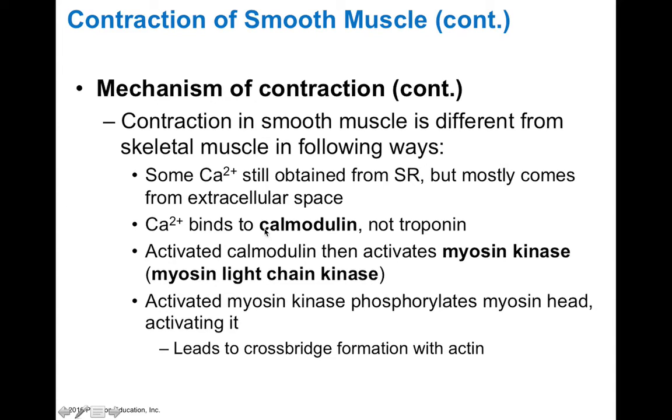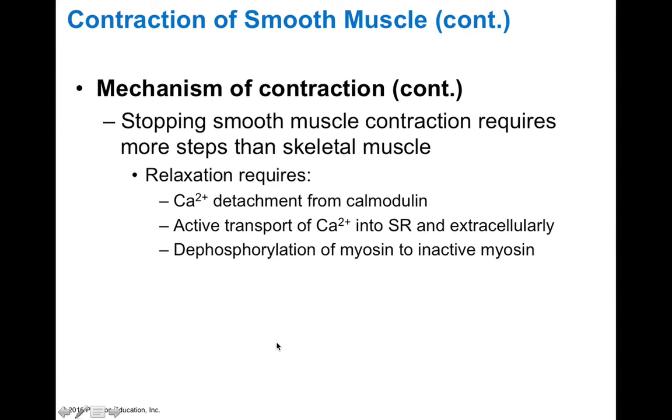Also, that calcium binds to a protein called calmodulin. There is no troponin in smooth muscle. And so what happens is calcium activates calmodulin, which activates myosin kinase. Myosin kinase phosphorylates the myosin head, which then activates the myosin head and allows it to form a cross bridge. So stopping smooth muscle also requires calcium removal. In smooth muscle, calcium is pumped back into the sarcoplasmic reticulum, but it's also pumped out of the cell. So we need active transport of this calcium into the SR and out of the cell. And dephosphorylation of the myosin head needs to occur as well in order to relax the smooth muscle.